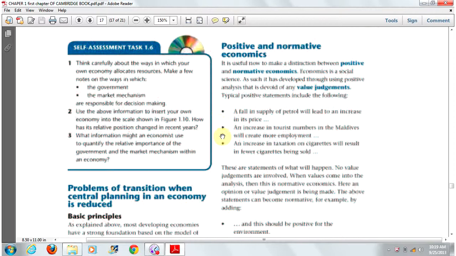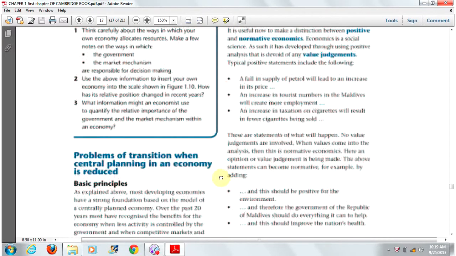When values come into the analysis, then there is normative economics. Here, an opinion or value judgment is being made. The above statements can become normative, for example, by adding, "and this should be positive for the environment, and therefore the government of the Republic of Maldives should do everything it can to help," and "this should improve the nation's health."